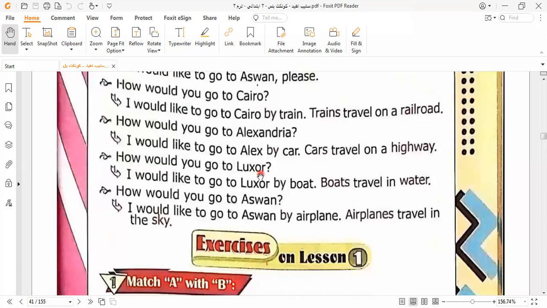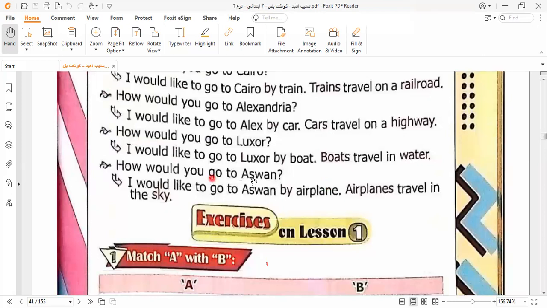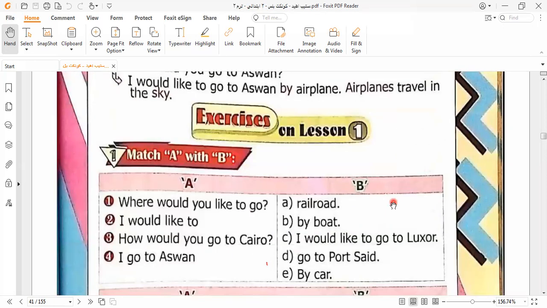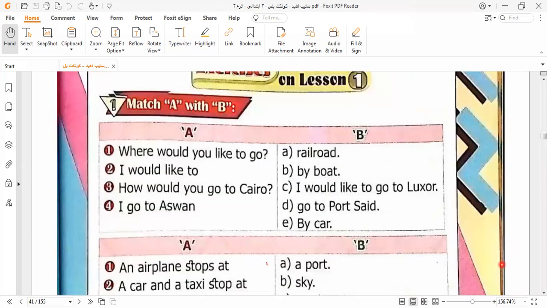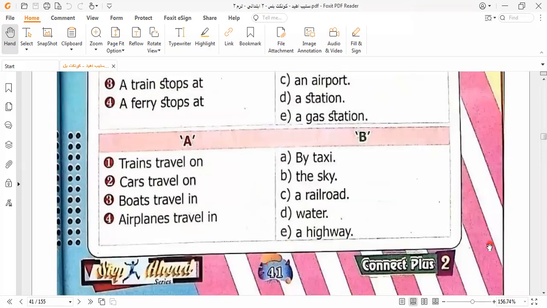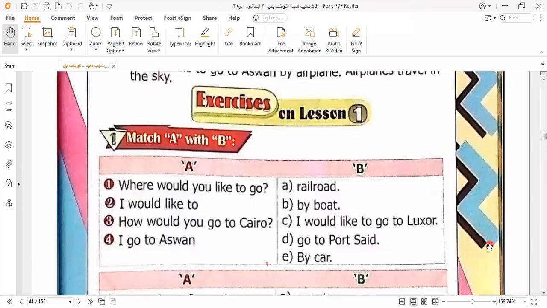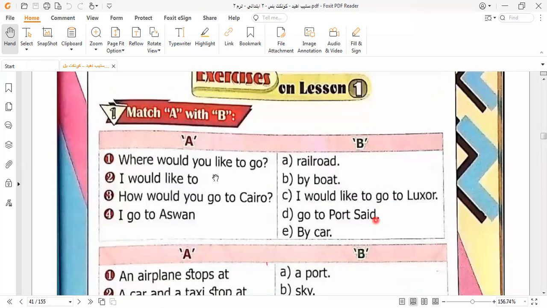How would you go to Luxor? We go to Luxor by boat. Boats travel in water. How would you go to Aswan? I would like to go to Aswan by aeroplane. Aeroplane travels in the sky. I will answer one of this matching, and I will leave you the rest to do as homework.